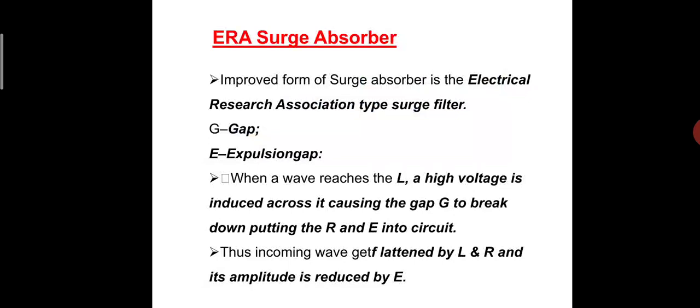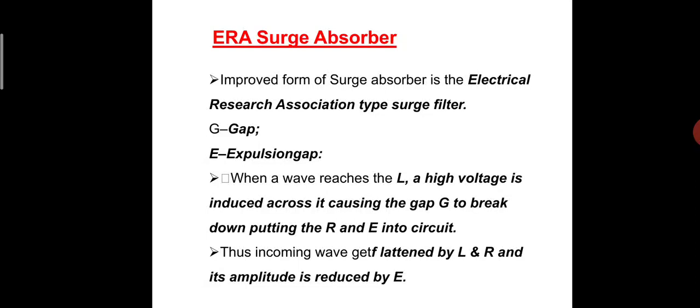ERA surge absorber. An improved form of surge absorber is the Electrical Research Association type of surge absorber. ERA means Electrical Research Association. G is the gap, E is the expulsion gap.